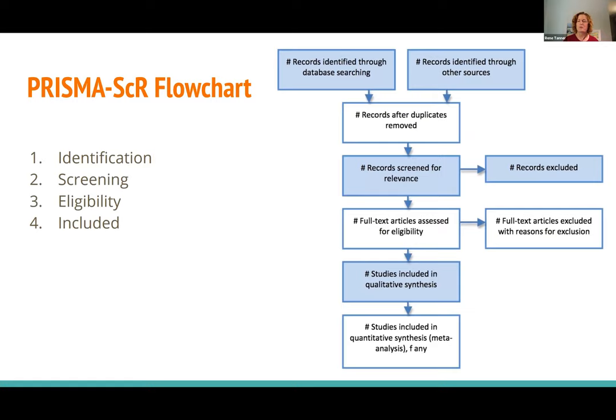And so then after you have this body of work that you've collected, then you screen it based on the title and the abstract. And then you look even further at its eligibility based on your criteria. And that is, you have to look at the articles themselves. And so then you end up with a body of research that is going to be the basis of your scoping review.